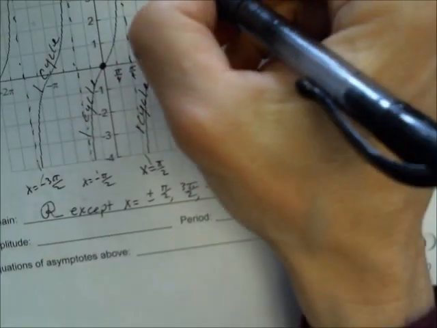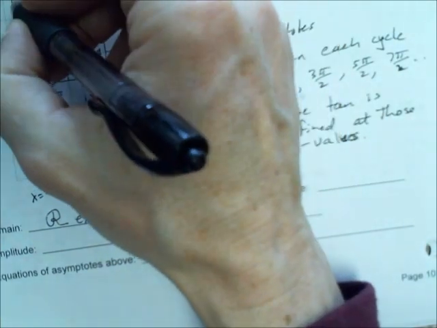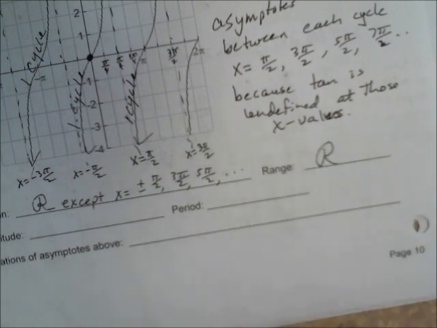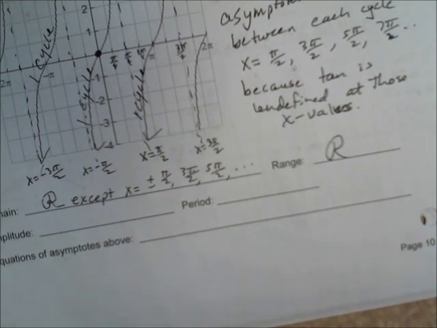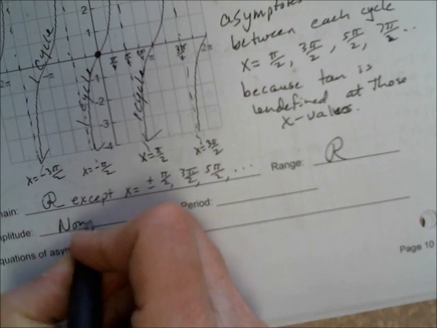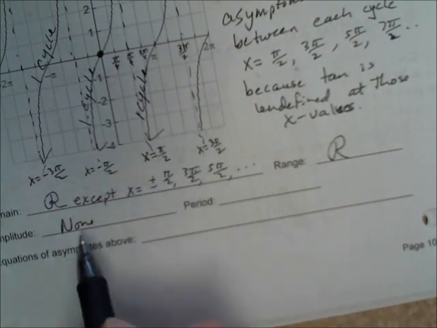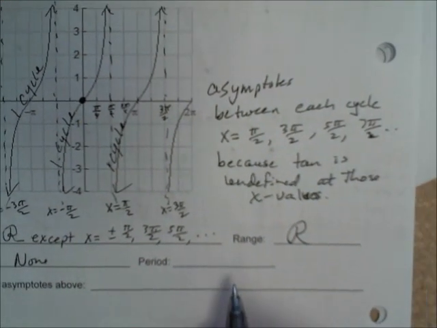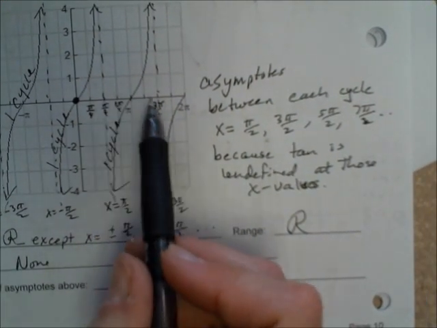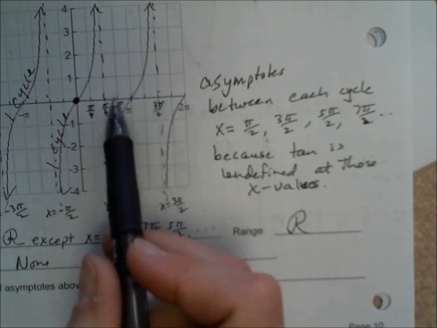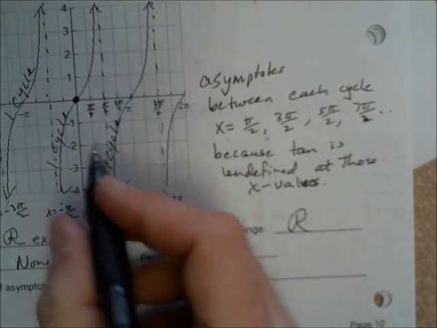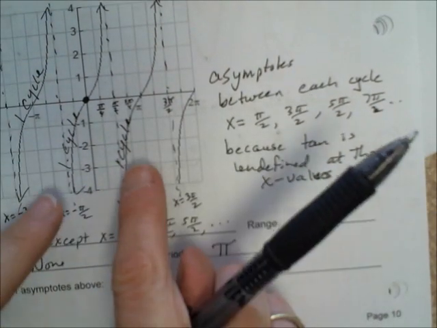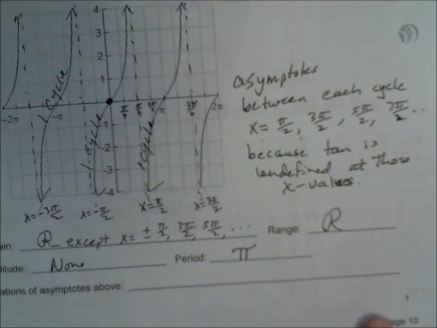What is the range? Well, you should probably put arrows at the ends of these because they go down forever and up forever. The range is all real numbers. There is no amplitude because it goes up forever and down forever. It doesn't have a highest point, doesn't have a lowest point. There's no amplitude. And the period, the horizontal distance it takes to get through one cycle, is not 2 pi like the sine and cosine, it's just 1 pi. That's how long it takes between each one of these dotted lines to complete one cycle.